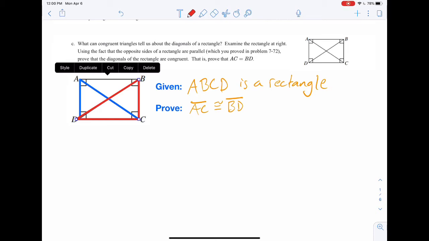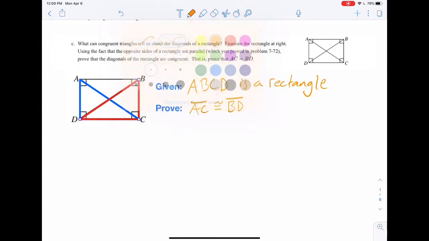Okay, can I prove those two triangles are congruent? That is our first task. Go ahead and try to prove those triangles are congruent using what is given, that ABCD is a rectangle. You'll arrange your work in a flow chart. Hit pause and then play when you think you have it.